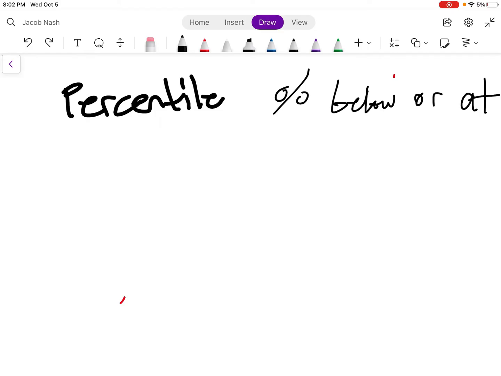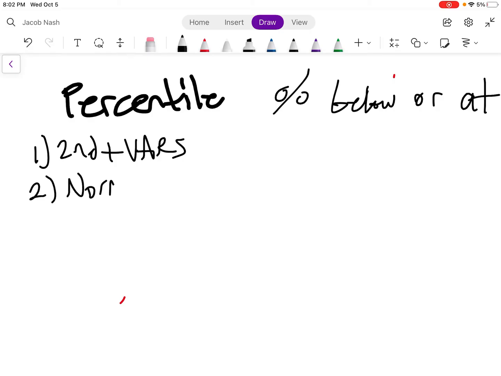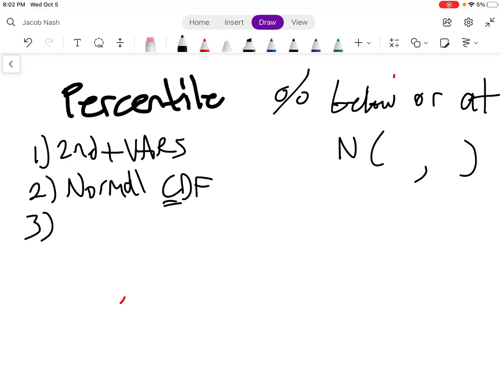Well, what you have to do, you have to enter your data, like I already said, and then you need to make sure that your stat wizard is off. So push mode and stat wizard. Then you would push second and then vars. Then push normal CDF. Make sure it's CDF. And then you're going to get something that kind of looks like this, which we just talked about.